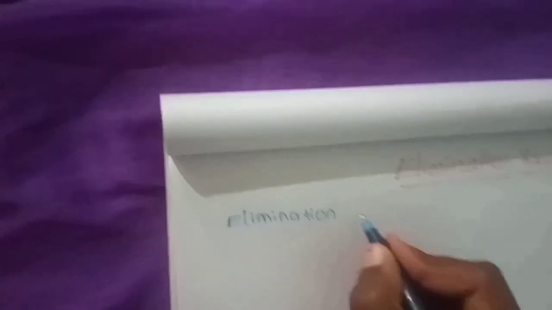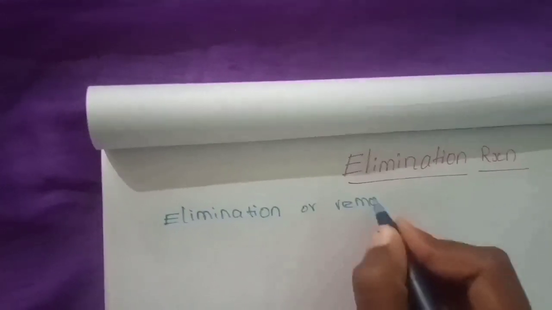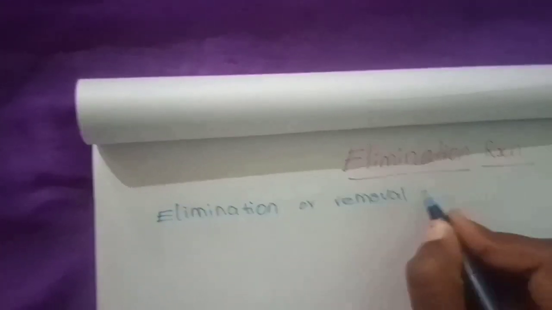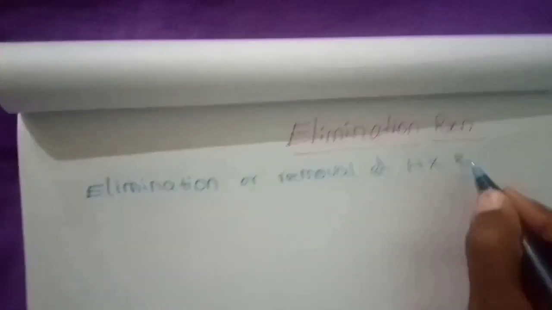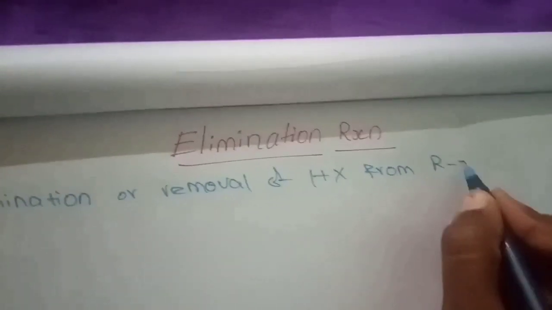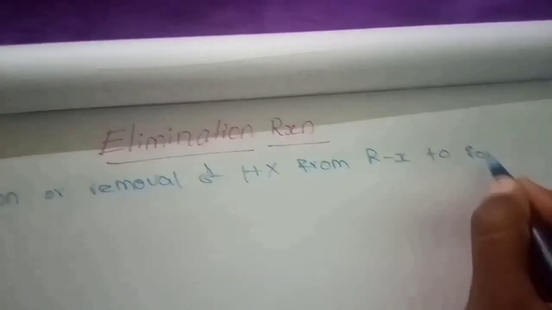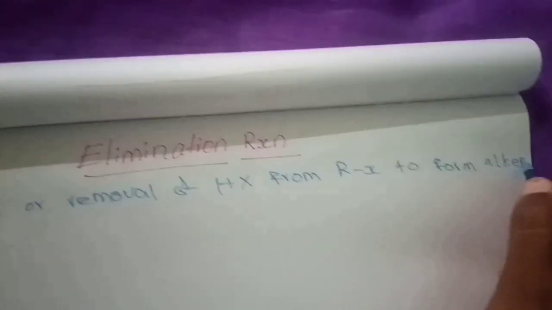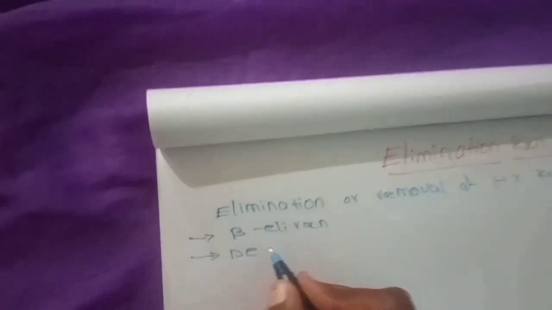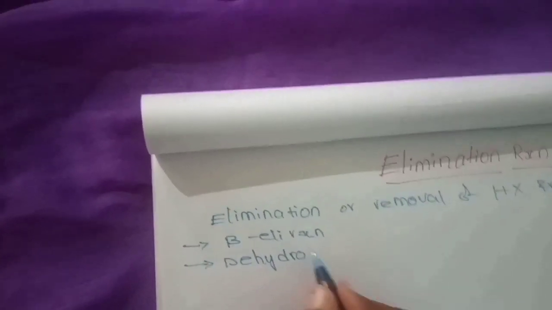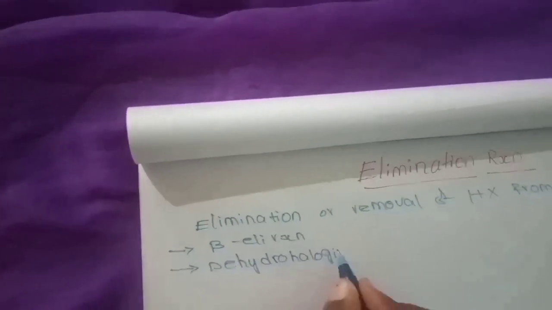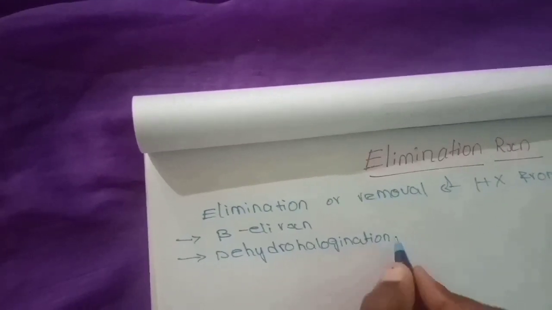Elimination reaction means elimination or removal of HX from alkyl halide to form alkene. This is called an elimination reaction. This reaction is also called beta elimination reaction, and it is also called dehydrohalogenation, etc.